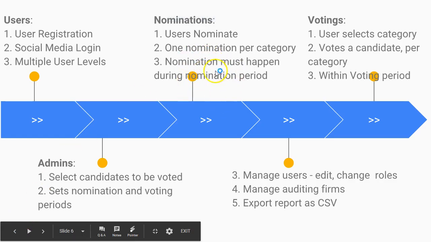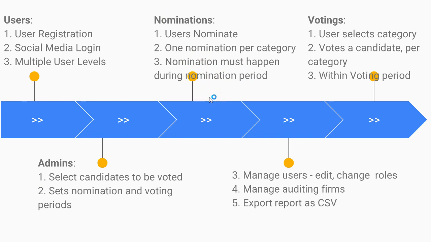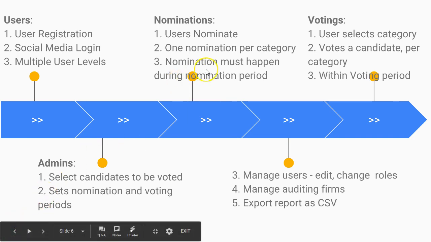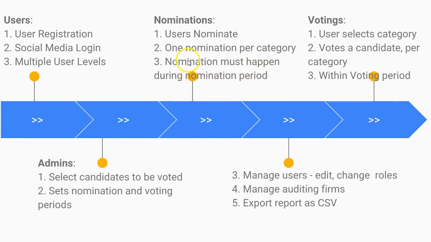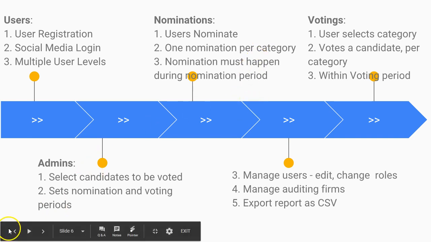Nomination must happen during a nomination period. So we want to make sure that nomination period doesn't expire. So admin logs in basically and then sets a period that from May 16th to May 20th is nomination period. From May 21st to May 30th is voting period. So we need a table where admin can set these things. Alright, so let's go and check it out.